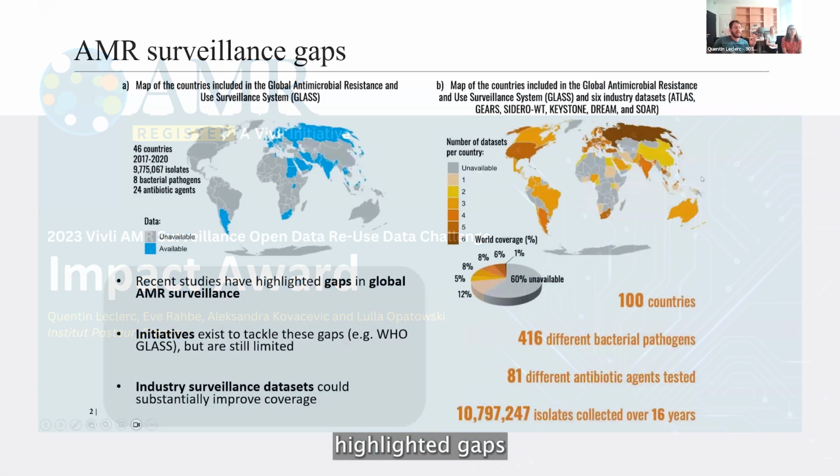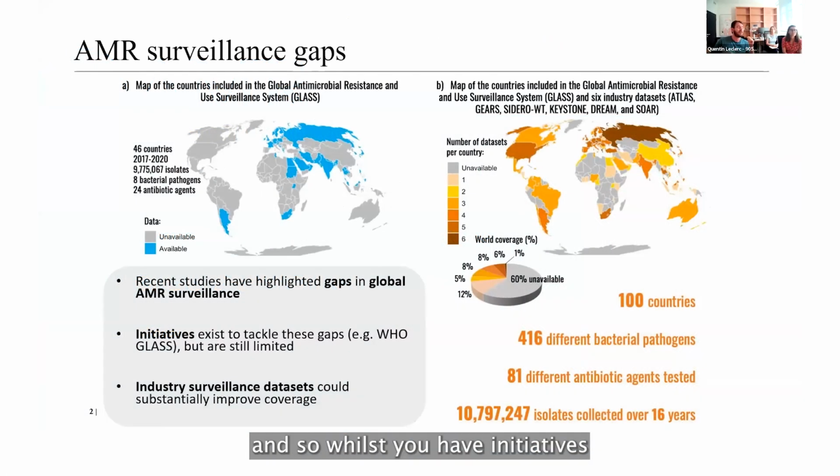Recent studies have highlighted gaps in global AMR surveillance. And so whilst there are initiatives that do exist to tackle these gaps, like WHO GLASS, these are still actually quite limited. You can see that in the infographic we've put in our report.